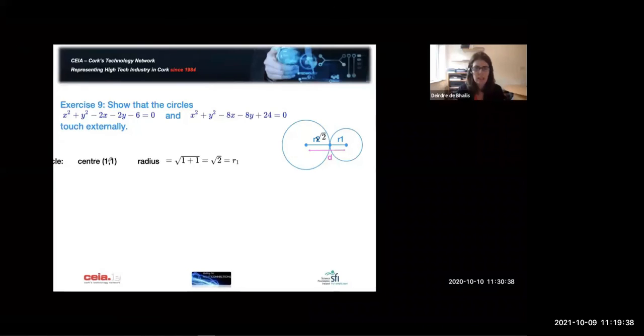So if we look at circle 1, we have a center of 1, 1 coming from this equation here, and we can work out the radius, and that gives us a center of 1, 1 and a radius of root 2. So I'm going to give you all a chance to do that for the second circle now.